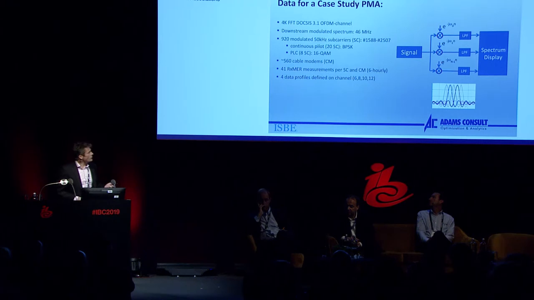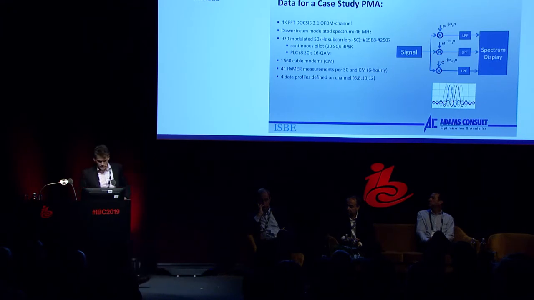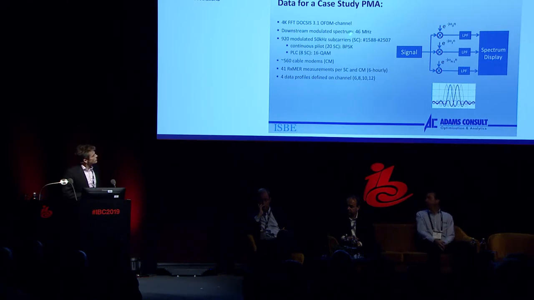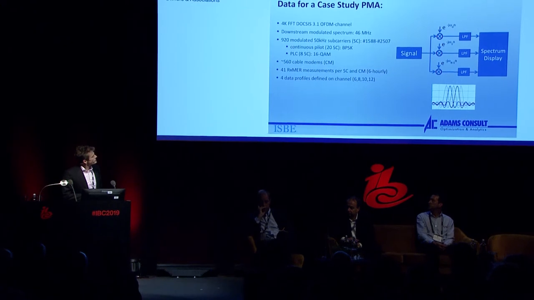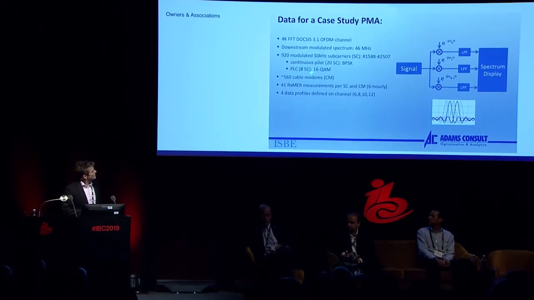We did case studies for that. We simulated this thing. I simulated this in MATLAB Simulink. We did set it up in a lab, and we also got some real network data for this. 4K FFT, which is 3,800 possible subcarriers in a DOCSIS 3.1 channel, downstream modulation spectrum on these 190 megahertz maximum are only 46, or a quarter of the channel is utilized, 920 modulated 50 kilohertz subcarriers, continuous pilots, PPSK, and PLCs, right?